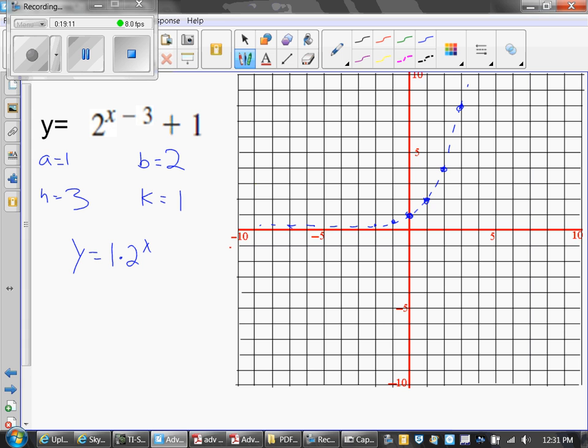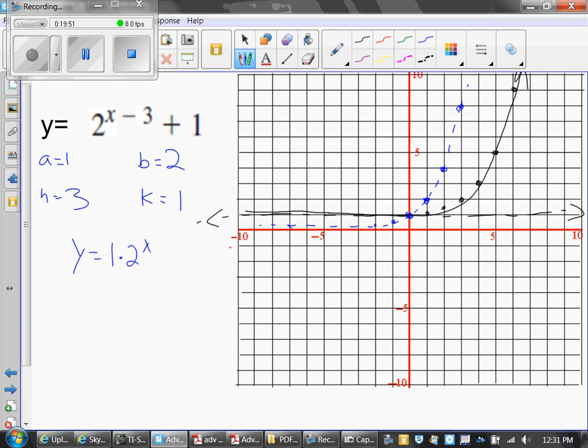So for these points then, each one of them has to move to the right 3 and up 1. I know that my new horizontal asymptote is going to be at the value of k, so it's going to be at 1. So I'll move everything to the right 3. 1, 2, 3, up 1. And repeating that for each point. So my new one looks like this. And there we go.